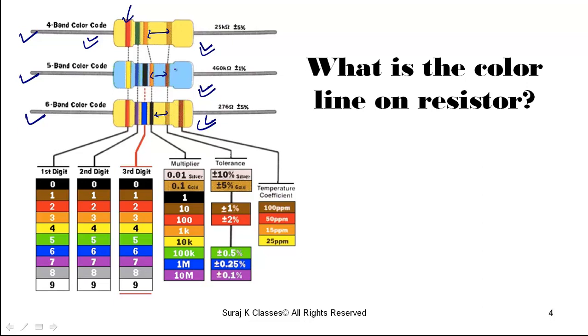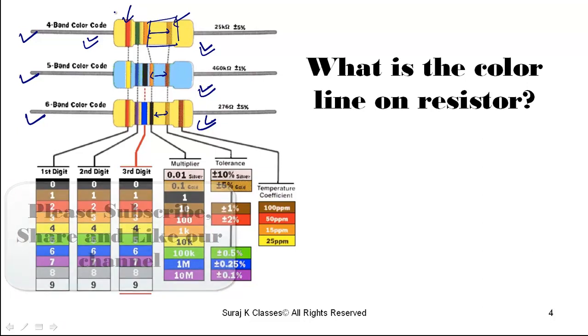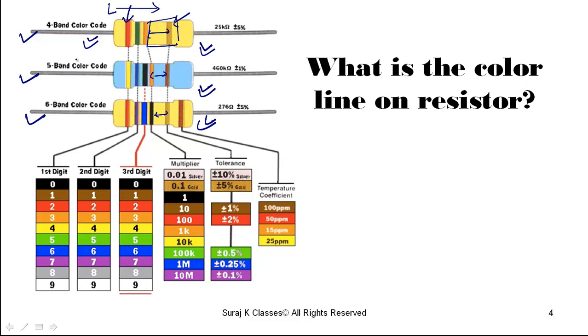Whenever you find this gap more on the right side, like the gap here, then you must start reading the resistor from left to right. Here also you see the gap is more on the right side, so you must start reading the resistor from the left and go on to the right. In the same way here, you must start reading the resistor from the left and go along to the right. This way you can read the resistor.